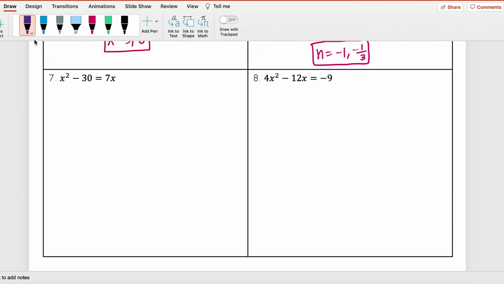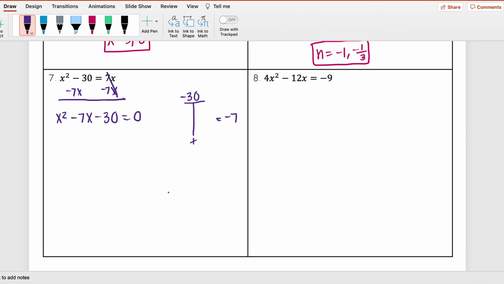Okay, I see for this one that it's not set equal to 0, so my first step is to subtract 7x from both sides. And so I always want to put this in standard form, so I'm going to put my negative 7x in the middle, so I have x squared minus 7x minus 30 equal to 0. So here I have a trinomial, but a is equal to 1, so I can use my shortcut. So remember, that means I'm looking for two numbers that multiply to negative 30, but then add to equal my middle term, which is negative 7.